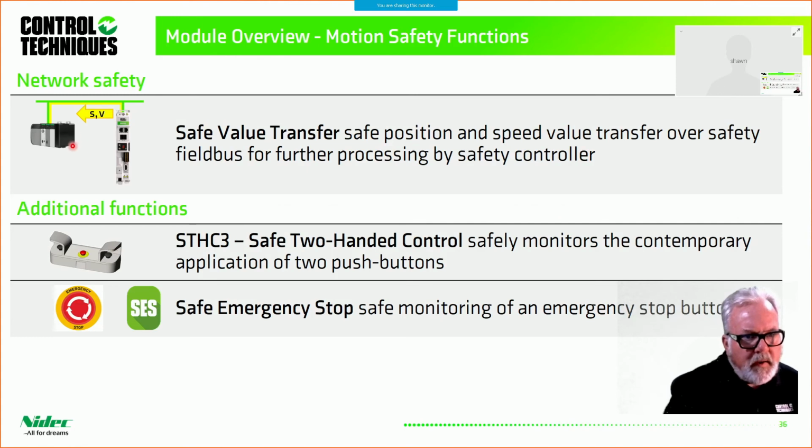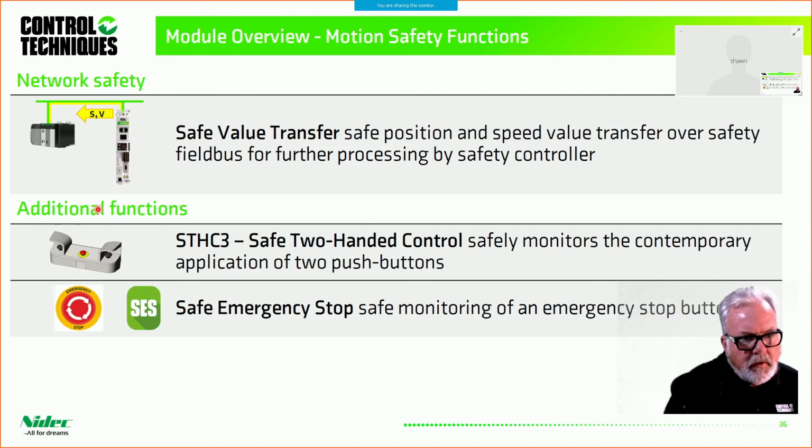Then we have network safety, and network safety, safe value transfer. Safe position and speed transfer over the field bus, whether it's EtherCAT or CIP, for further processing by the safety controller. This is what we use when, and there's a picture of a Rockwell PLC there, CIP Safety would be implemented. But when there's a network involved, we perform what's called safe value transfer.